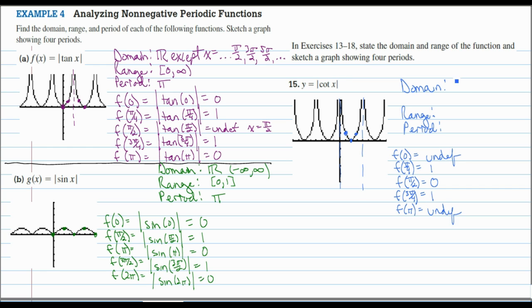So we can see the domain is going to be all real numbers except x equals 0, pi, dot, dot, dot. I've got to show that the pattern continues in both directions. So anything leading up to 0, pi, 2 pi, and that will go forever. The range of the function does include the value 0 and then goes all the way up to positive infinity. So it is bounded below. The period of this function is pi, just like the tangent function, and actually the absolute value of the sine function too.